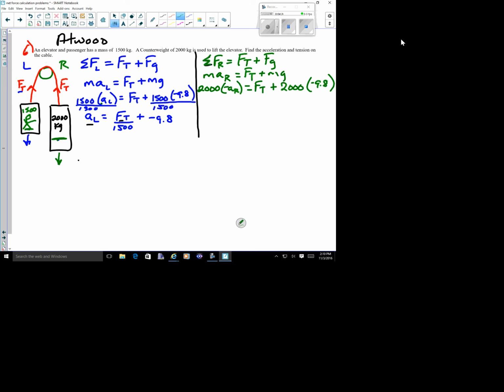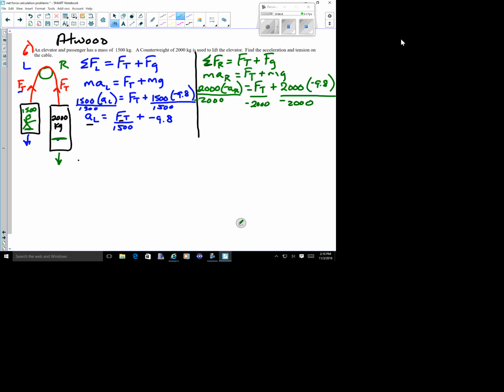And so let's solve for what acceleration is over here on the right-hand side. If you divide both sides by 2,000. In fact, let's go ahead and divide it by negative 2,000. That way we're actually solving for a_R. Ft is divided by negative 2,000. Over here is going to be divided by negative 2,000.